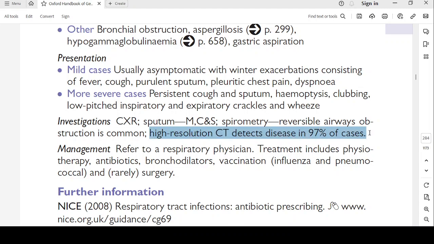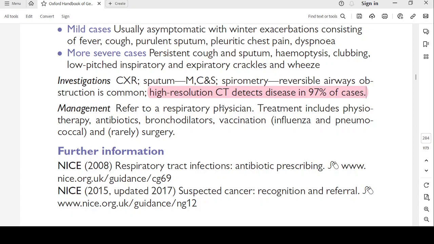HRCT is diagnostic for bronchiectasis. Management: refer to a respiratory physician. Treatment includes physiotherapy with postural drainage of the sputum, antibiotics, bronchodilators, vaccination, influenza and pneumococcal vaccination, and rarely surgery.